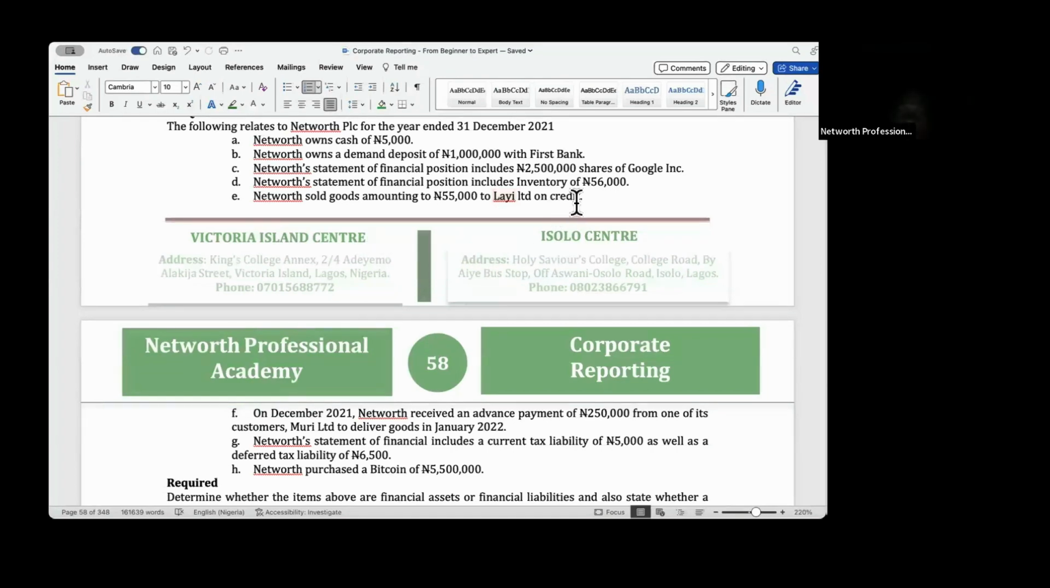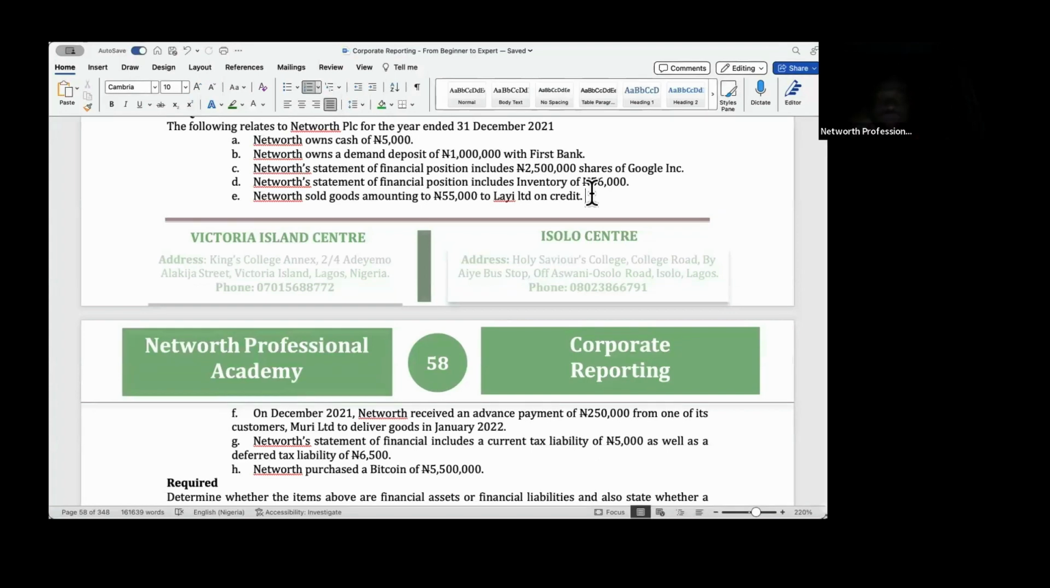Prosper, so you go next. Net worth sold goods amounting to 55,000 to Laye on credit. So I need you to tell me, does that give net worth a financial asset or financial liability? Okay, good evening, sir. I think financial assets, sir. Okay. What do we call that financial asset? Receivables. Okay, that's correct. That's perfectly correct. That's trade receivables.